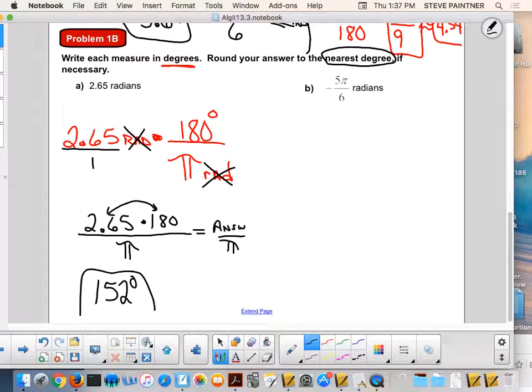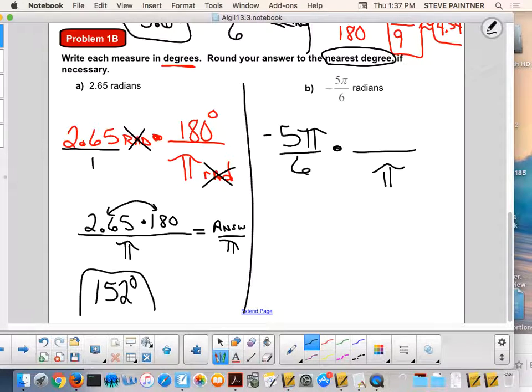This one is not written as a decimal. It's written in terms of pi. This one's just slightly different. Ready? Negative 5 pi over 6. Get rid of radians. Put the radians where? Bottom. Degrees on top.